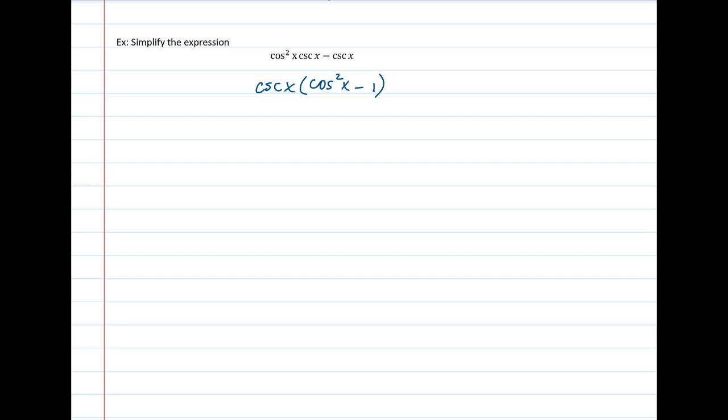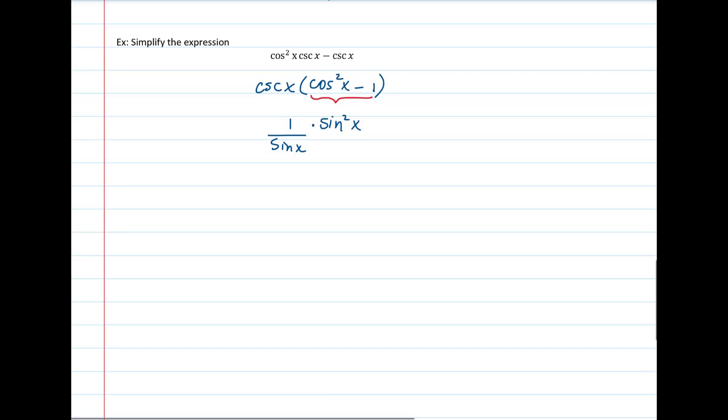And if you remember your Pythagorean identity, this looks very familiar, and it happens to be sine squared of x. Recall your Pythagorean identity, sine squared plus cosine squared equals 1. You can rearrange those terms any way you want to use them in your simplification here.